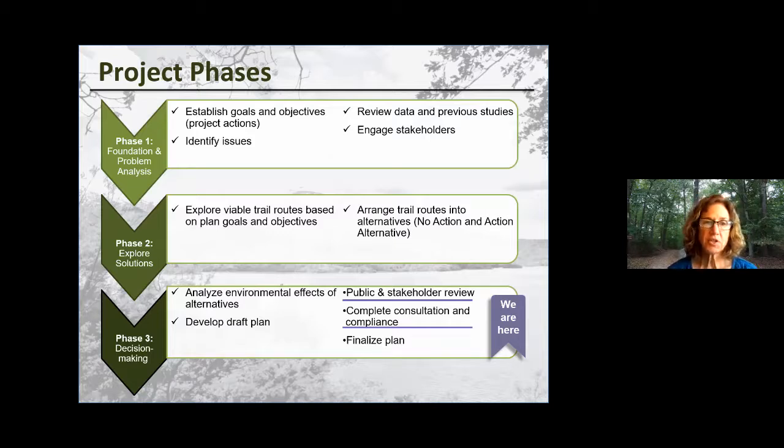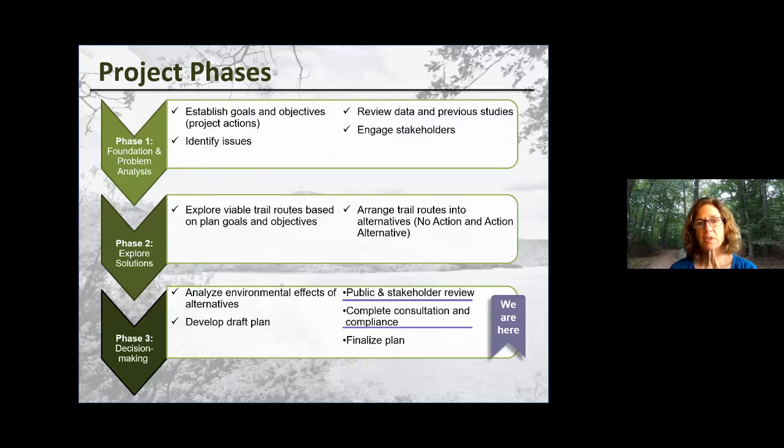So phase 2, this is where we are reviewing our goals and objectives and coming up with viable trail routes that will meet the goals and objectives, or for NEPA folks, our purpose and need. So we typically arrange trail routes and ideas into a sort of concept plan, and there could be 2 or 3 alternative ways of meeting our goals and objectives. So those are called alternatives.